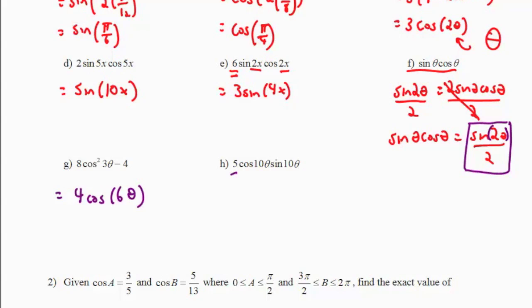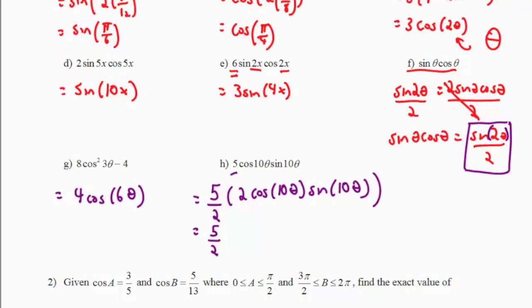We have a 5 out front, but I know that our function actually deals with 2 sine theta cos theta. So let's factor out a 5 halves. Well, why did we do that? Because then we're left with 2 cosine of 10 theta sine of 10 theta. Well, that makes a whole lot more sense because now this just simplifies into 5 halves sine of 2 times 10 theta, which is equal to 5 halves the sine of 20 theta.